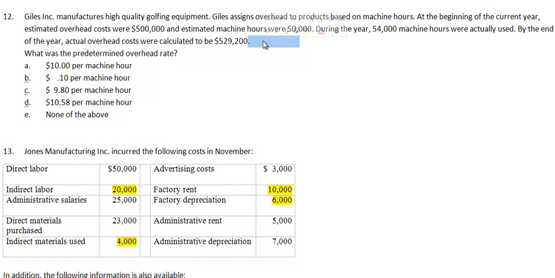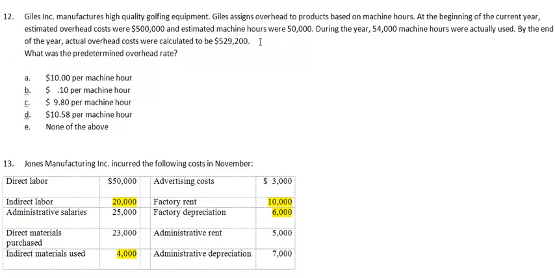Number 12 wants to know what is your overhead rate. Remember, to come up with your overhead rate, you're just going to take estimated overhead and divide it by your estimated activity level.